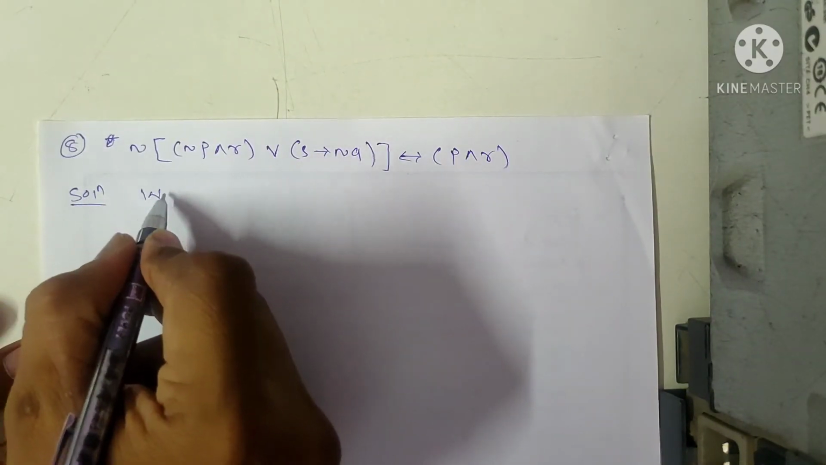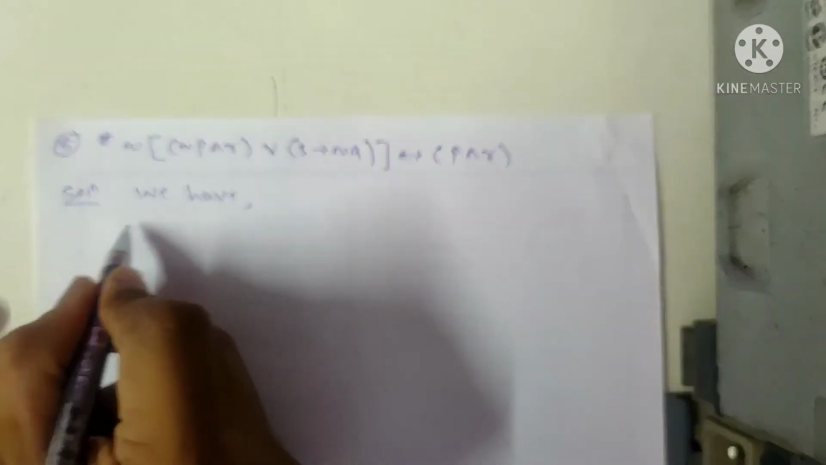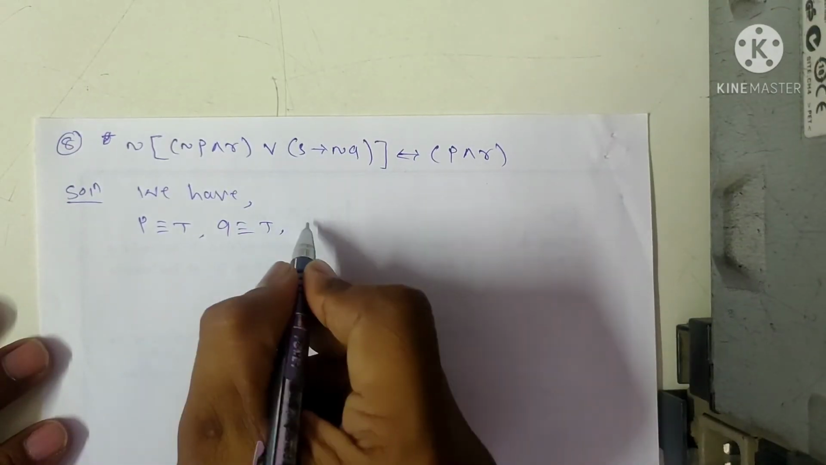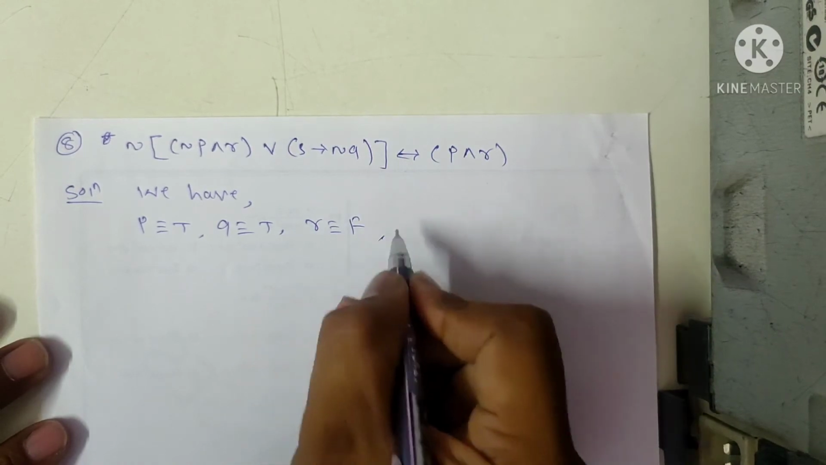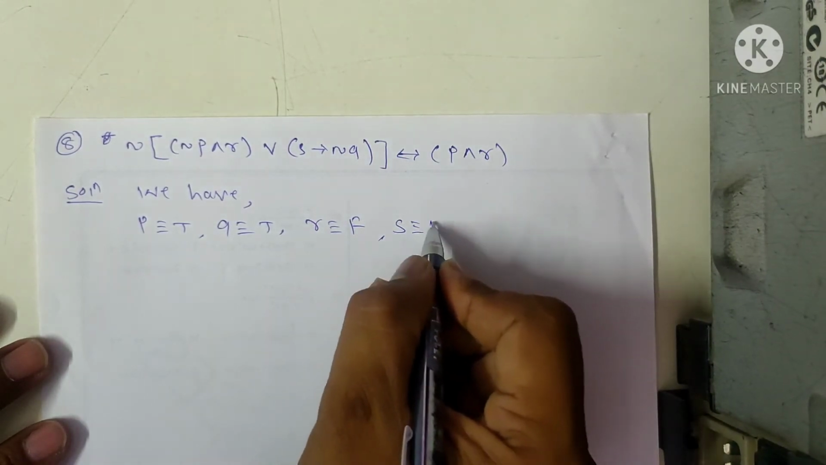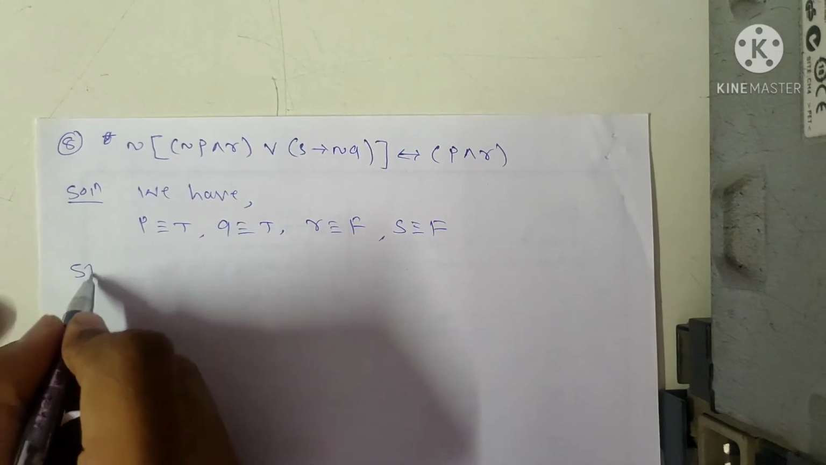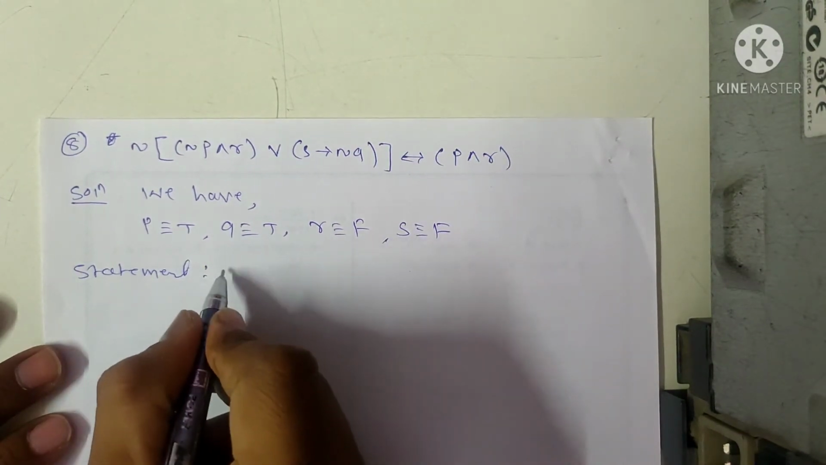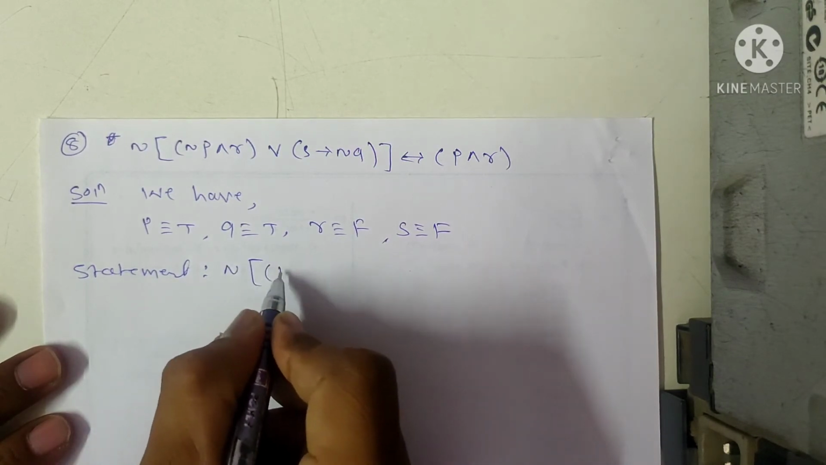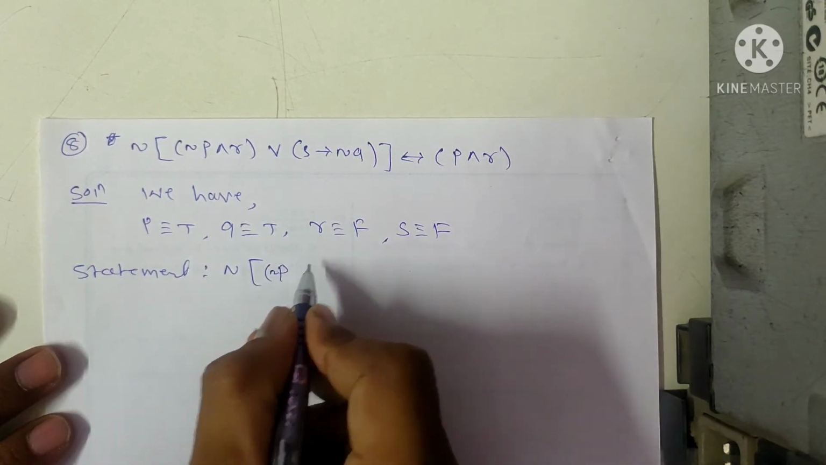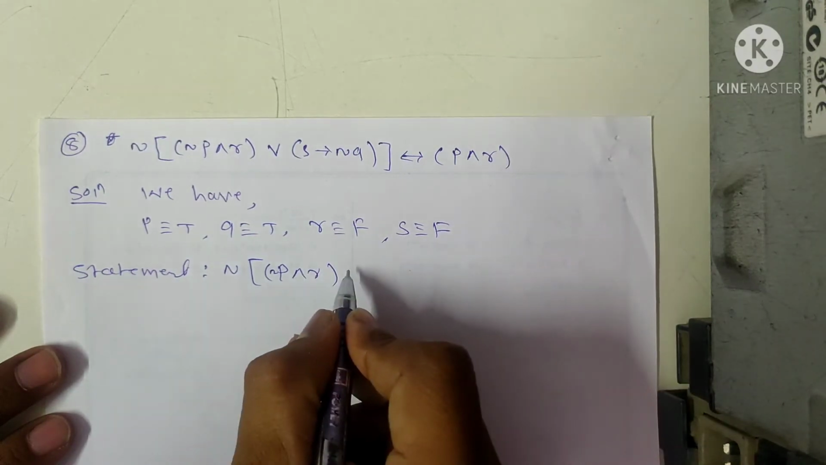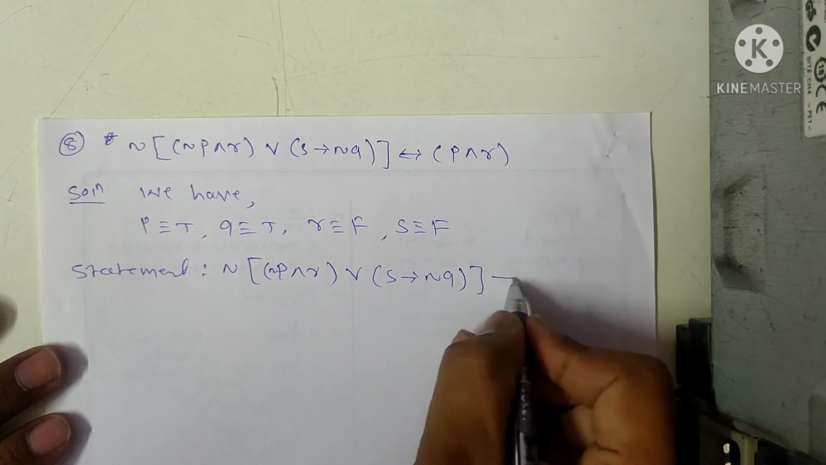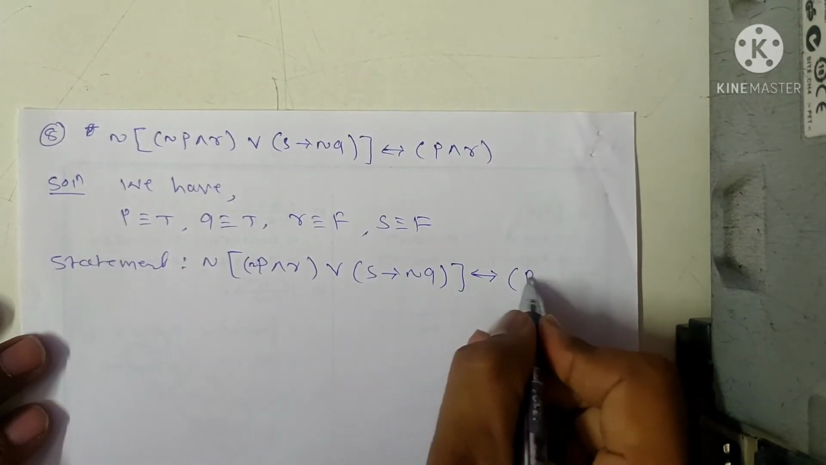Solution: we have again statement P is true, statement Q is true, statement R is false, and statement S is false. This is what we have been given. Now we can write the compound statement here: negation in bracket, negation P and R, or S, then negation Q, bracket complete, if and only if P and R.